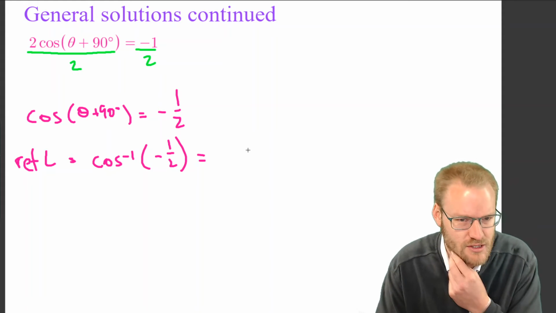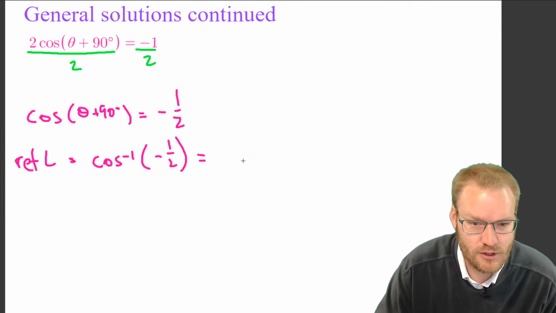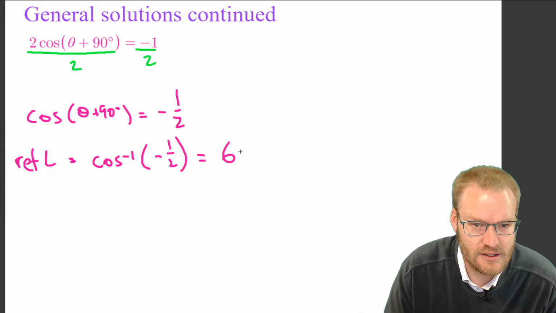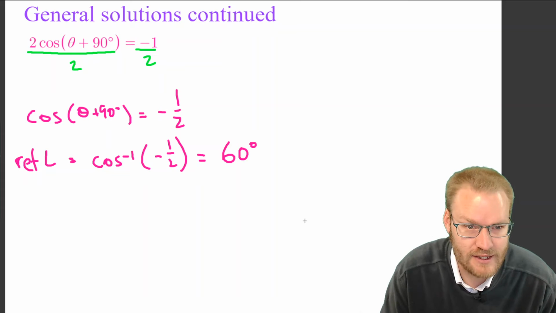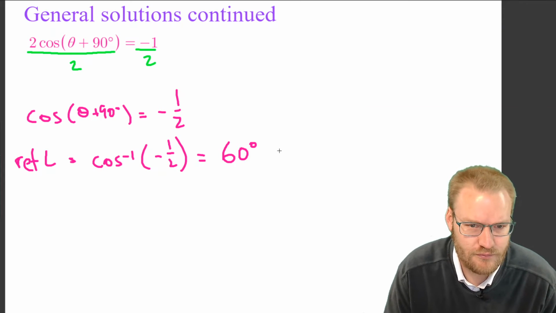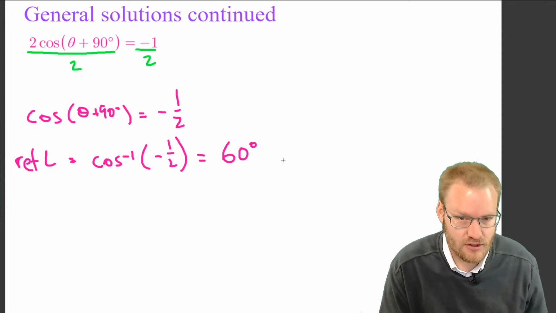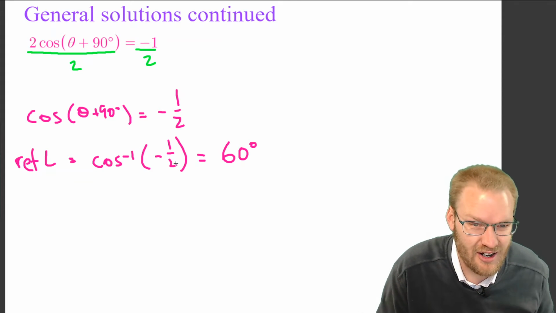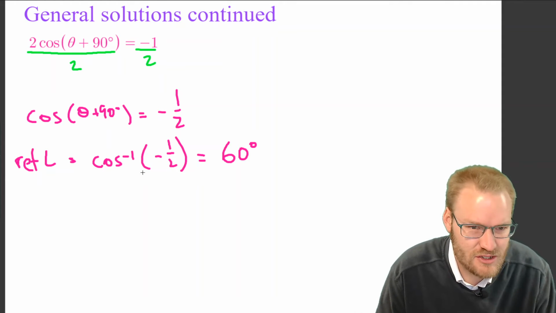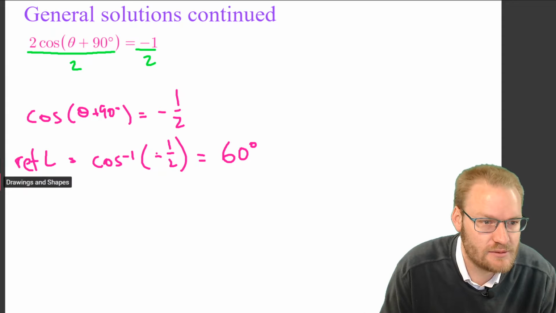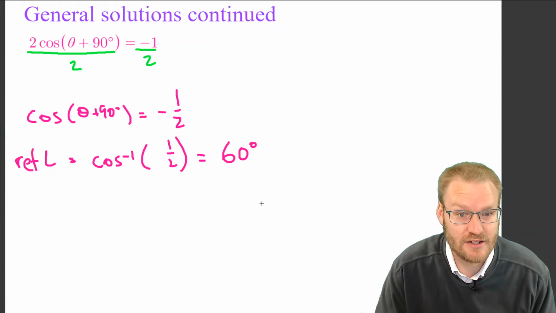Okay, but we don't want it to be 120. We want it to be in the first quadrant. So we're going to say that it is 60 degrees, because it's 180 minus 60. Okay, so there's our reference angle. In other words, we really just said shift cos of a half. We didn't do the negative. We said, no, let's just take shift cos of a half, 60 degrees. Okay, so there's our reference angle.